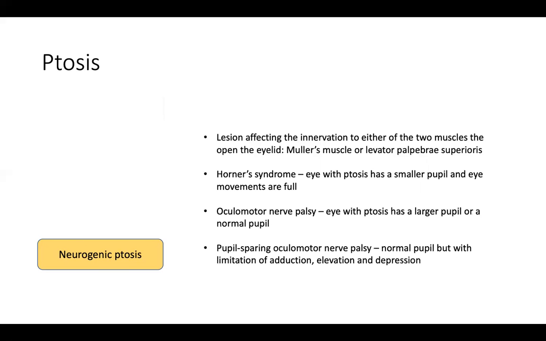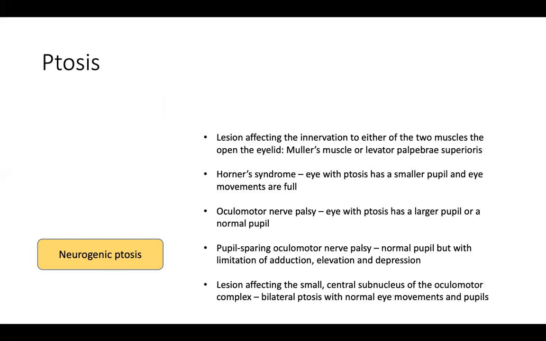If the pupil is normal but there is limitation of adduction, elevation, and depression, a pupil-sparing oculomotor nerve palsy is likely. Rarely, a lesion affecting the small central subnucleus of the oculomotor complex will cause bilateral ptosis with normal eye movement and pupils. This ends the discussion on ptosis.